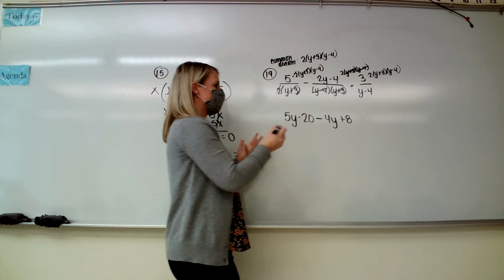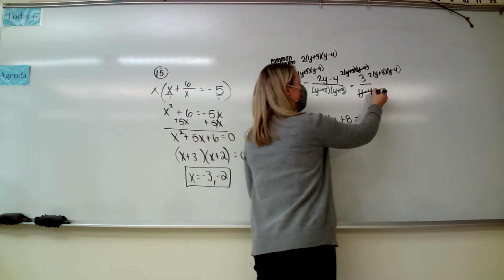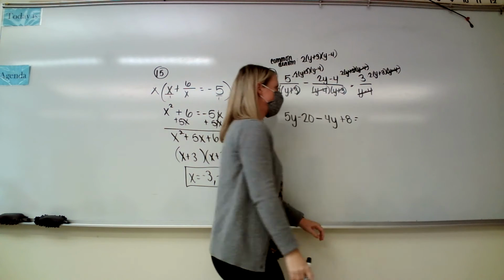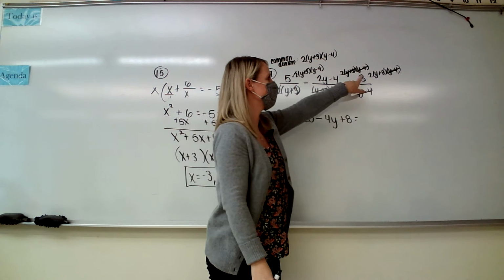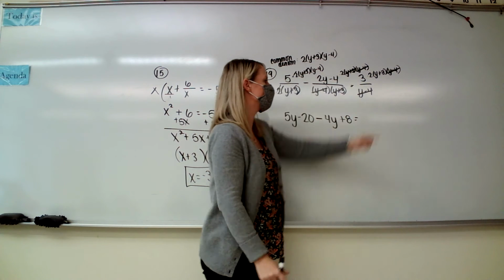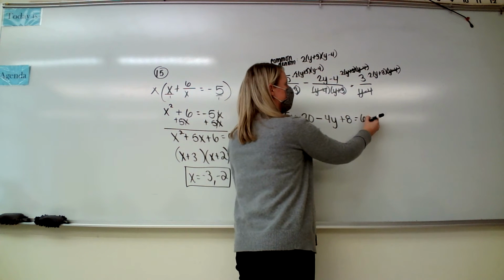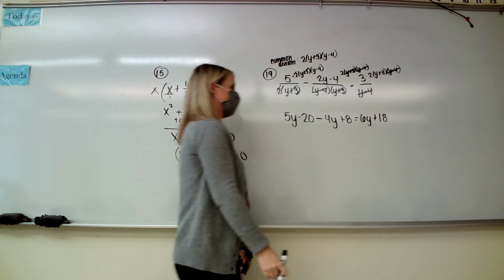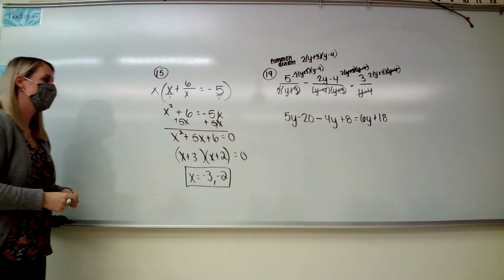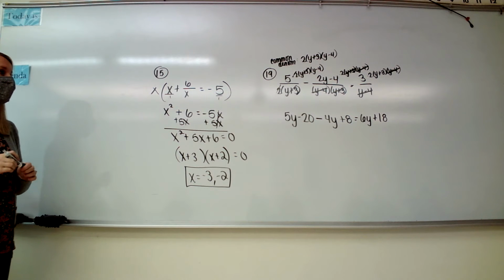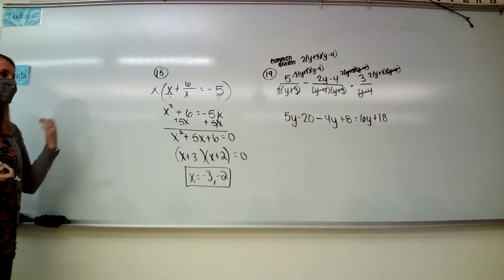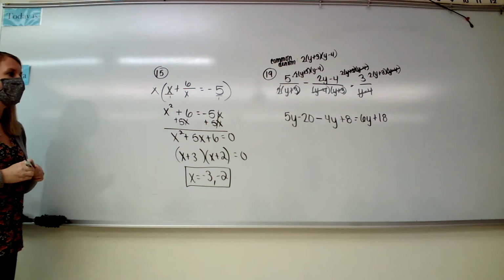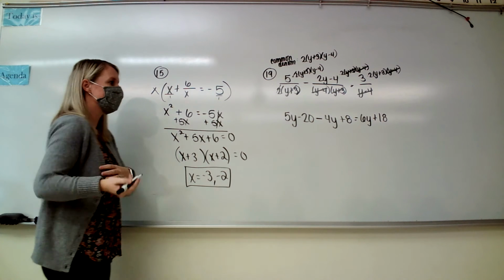And last but not least, the y minus 4's cancel. I have 3 times 2, which is 6, and then I'm going to distribute that in, and that will give me 6y plus 18. All right, so definitely looking way better now. Main goal is I don't want fractions anymore, so we definitely dealt with that. I'm just going to start to simplify.